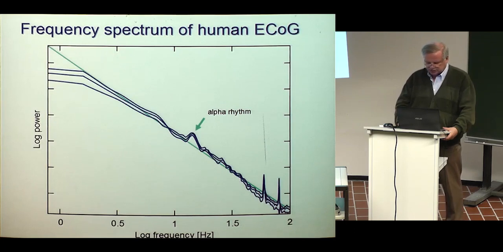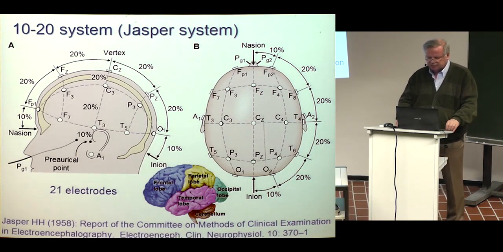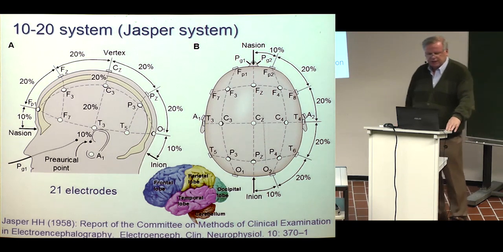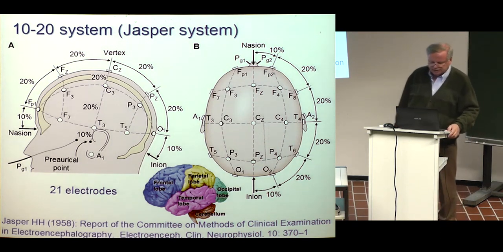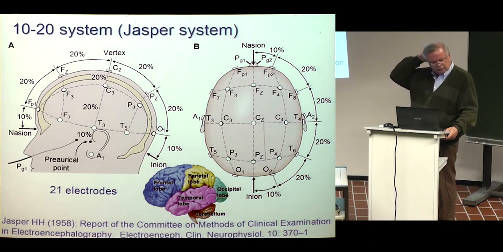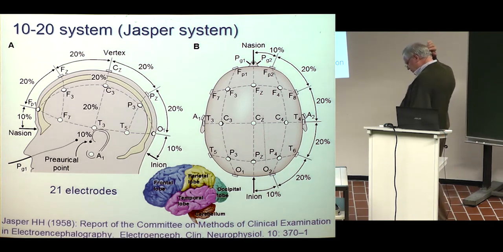Here is the same issue on a logarithmic scale. In clinical application, the basic standard lead system is the so-called 10-20 system, the Jasper system. This 10-20 system is a good standard. The electrode positions are easily found: first find the point nasion, which is here on the root of the nose, and then inion on the back of the head. You may just try with your finger; you find a bump here on the skull. It is easy to find.